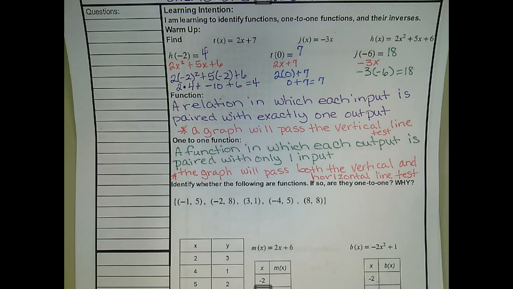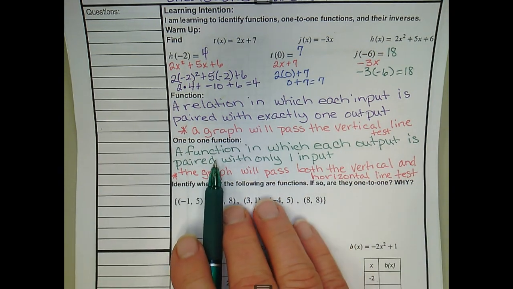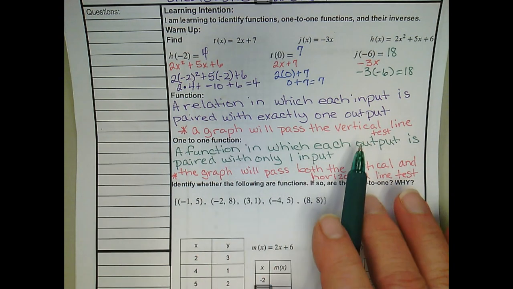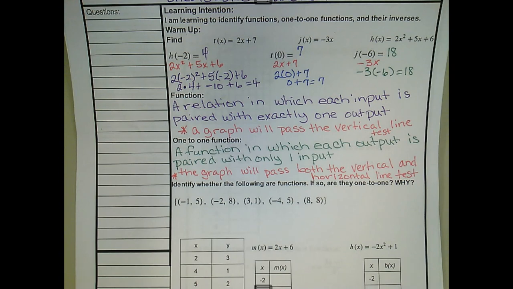Okay, so a one-to-one function works both ways. Each input goes to one output, in which each output is paired exactly with only one input. So for each x, there is only one y. For each y, there is only one x. So as we're looking at this, step 1, identify whether they are functions. Are they functions? Well, I will look and think and get that figured out.